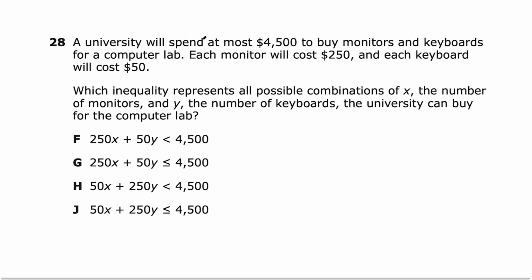So now if we look at this question, a university is going to spend at most $4,500 to buy monitors and keyboards. Each monitor costs $250 and each keyboard costs $50. And now we want to know which inequality represents all possible combinations of x, and x is the number of monitors. Okay, so I'm going to put the x next to monitors, and y is the number of keyboards. So y goes with keyboards. So right away what I'm thinking is if the monitors cost $250 each, I would do 250 times x, and that would tell us how much we spend on monitors.